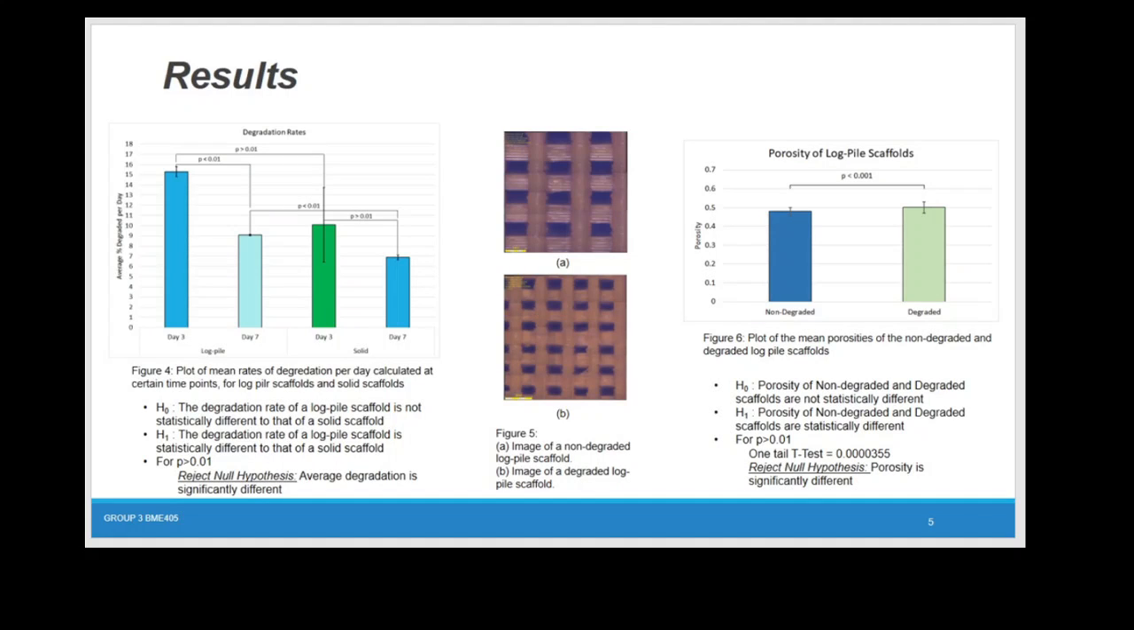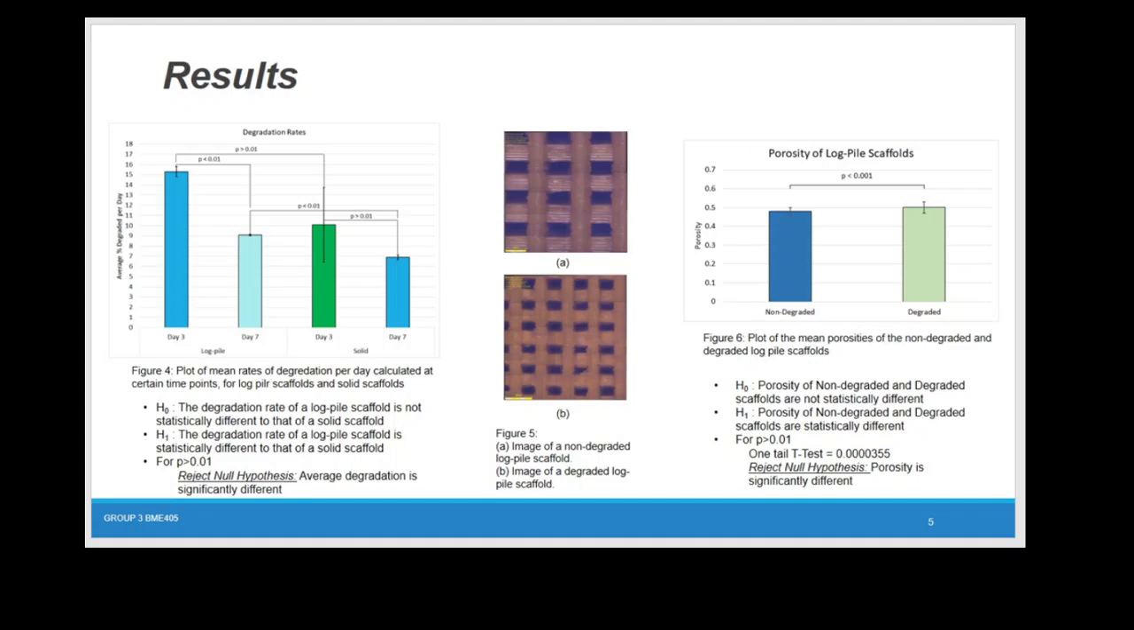Degradation can be seen with 3 samples of each. The mass is measured before degradation, after 3 days of degradation, and 7 days of degradation. As seen in figure 4, by day 3 the log pile scaffolds had an average degradation rate of 15%, and the solid scaffold had a degradation rate of 10%. By day 7 the log pile scaffold average degradation rate was down to 9%, and the solid scaffold was down to 7%.